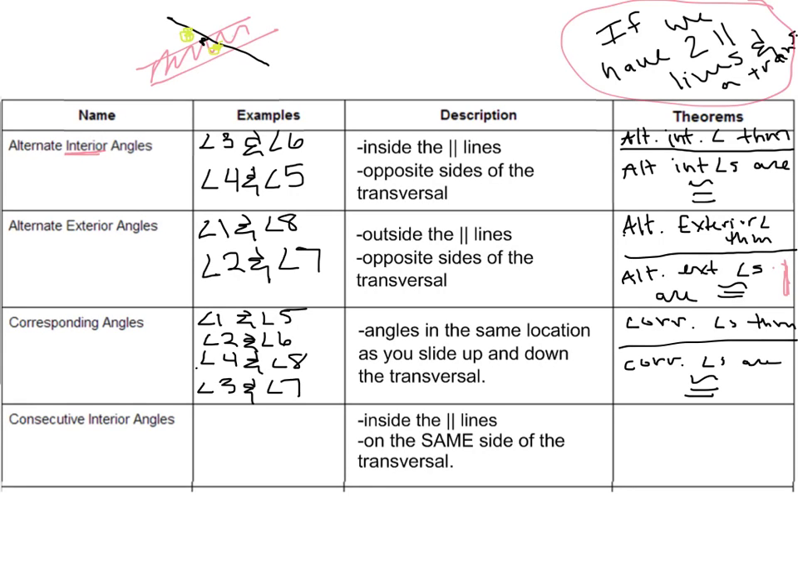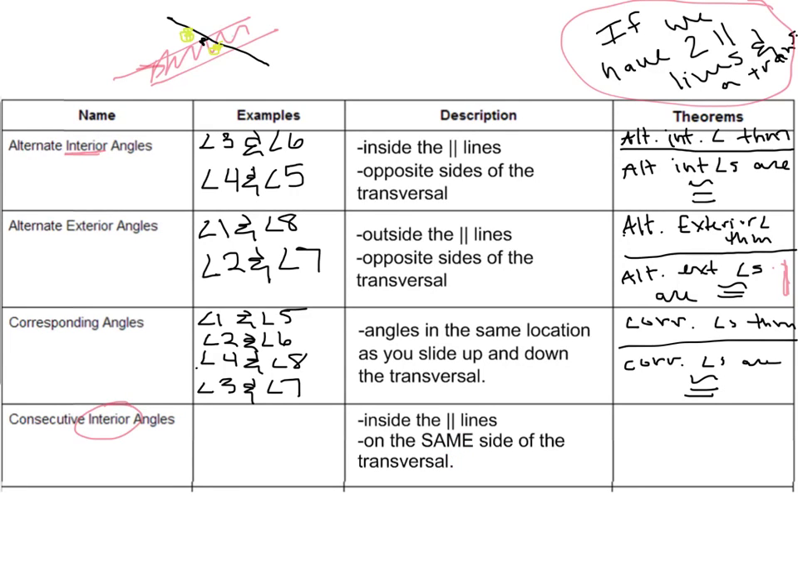Next we've got consecutive interior angles. Now we're back to that language of interior and exterior, so I should be looking in the interior, inside my parallel lines here. Consecutive interior angles are inside the parallel lines and on the same side of the transversal.